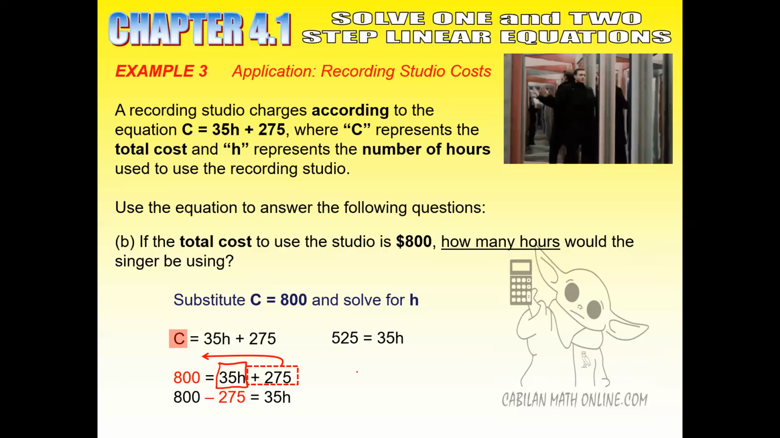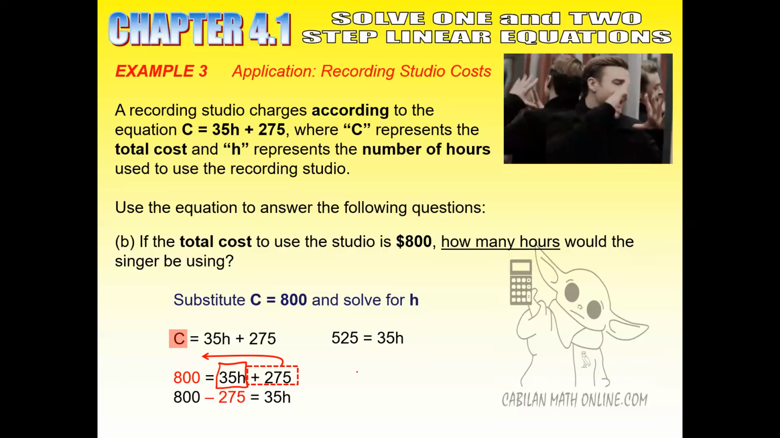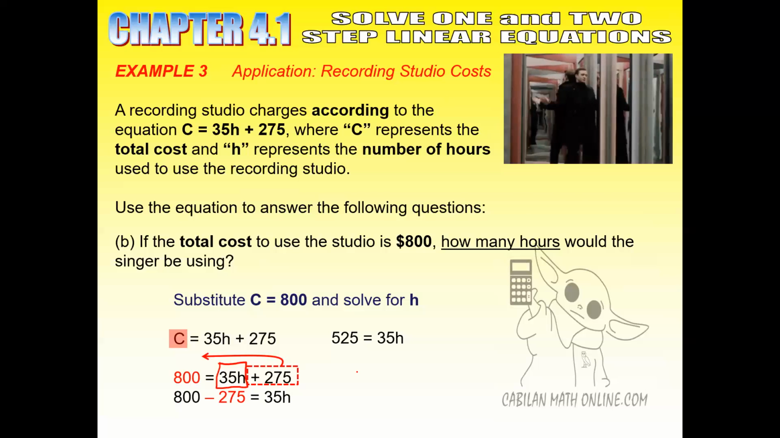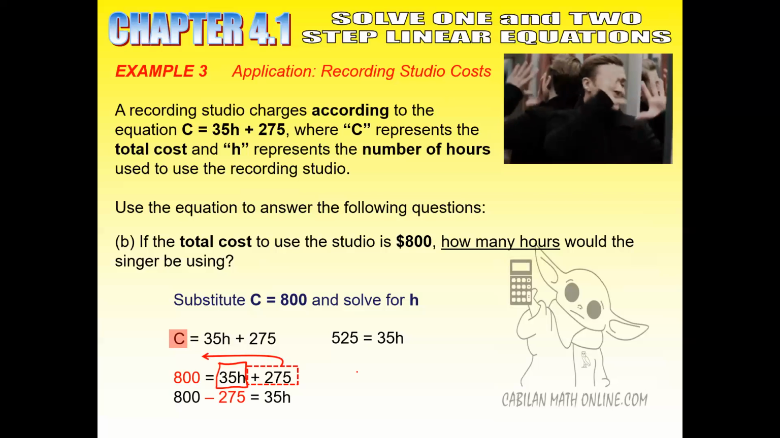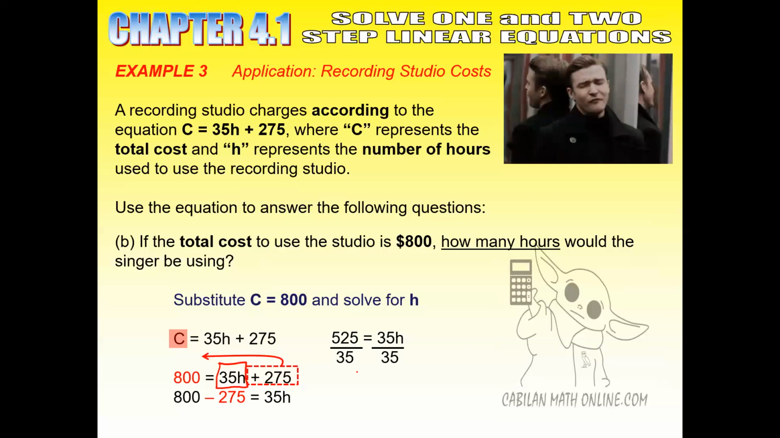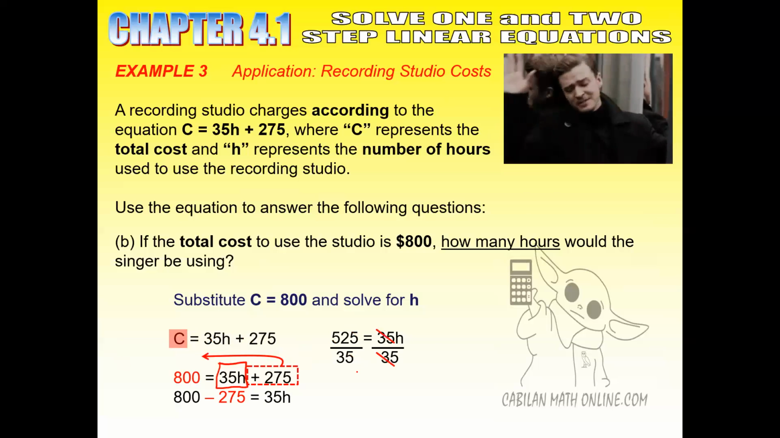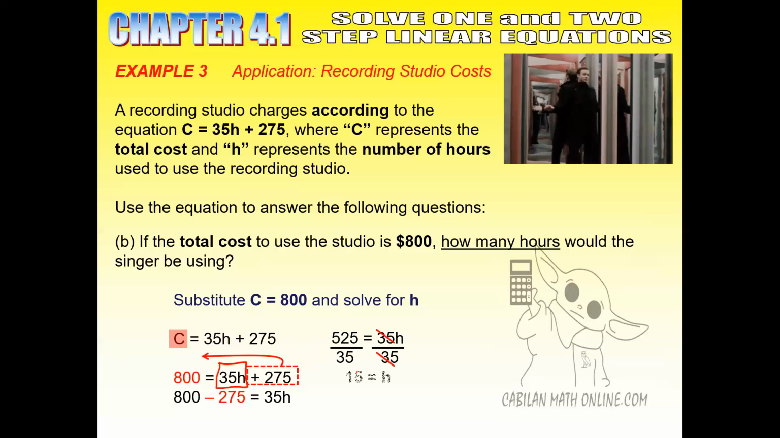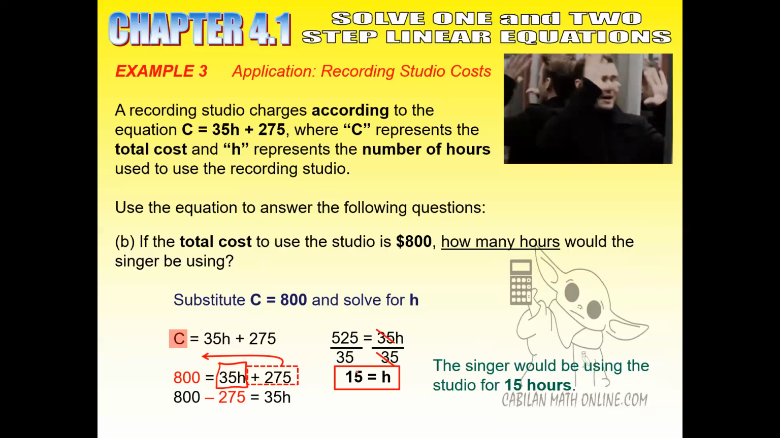Now we need to take a look at the H here. For our final step, we need to isolate the H by dividing both sides by the number that's attached to it. So we're going to divide both sides by 35, because 35 is the number attached to the H. When we do that, 525 divided by 35 gives us 15 hours.